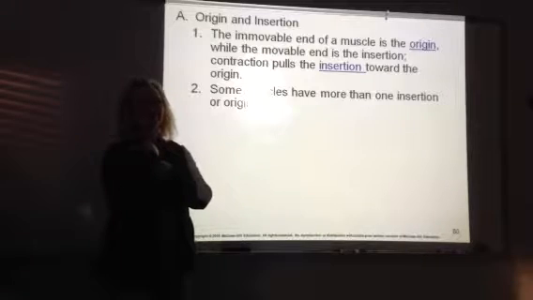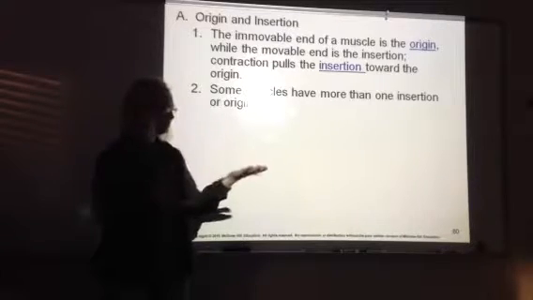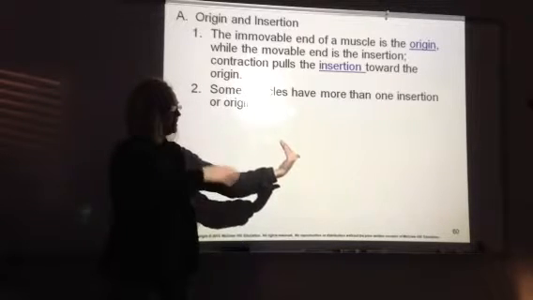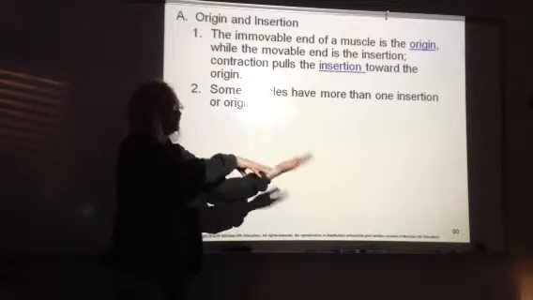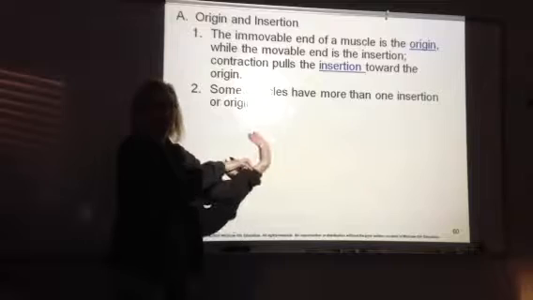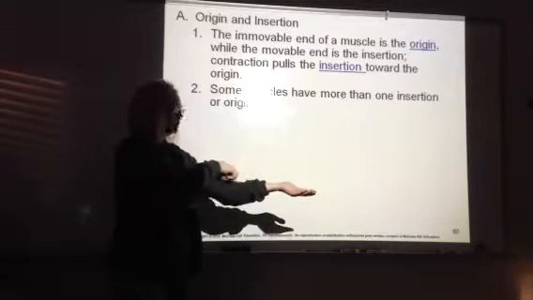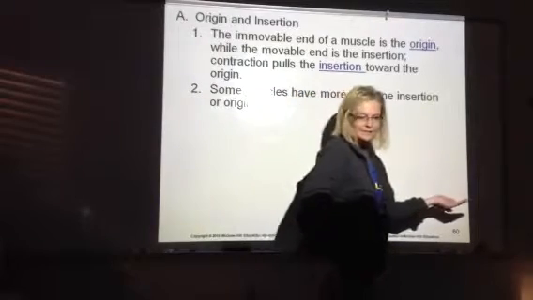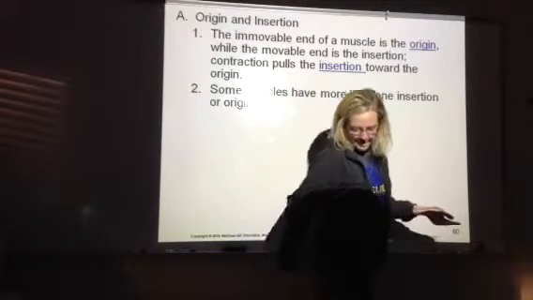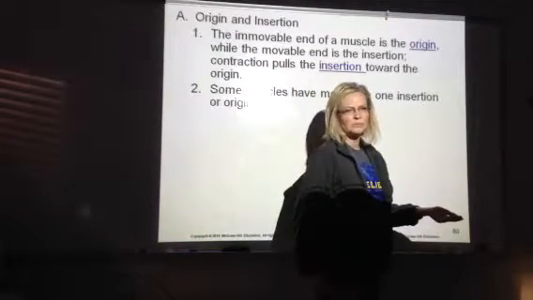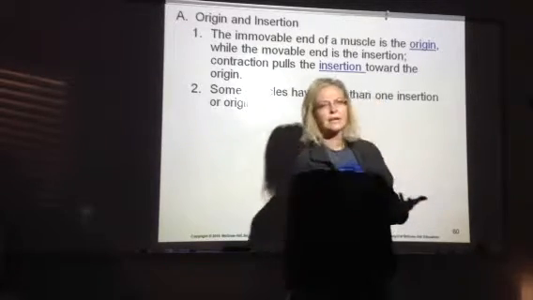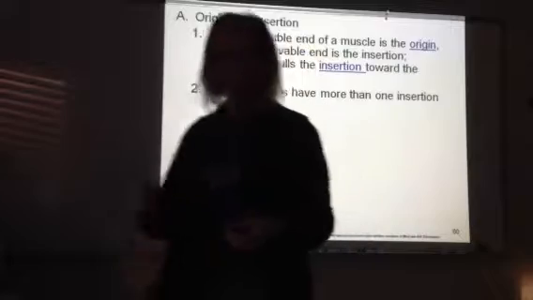So you can really see that when you start doing things. If I curl my hand up, obviously these muscles are pulling it up. So my origin is going to be up here. If I flex my leg, obviously the origin is going to be towards the top of my leg. The insertion is going to be on the bottom because it pulls my lower leg up.